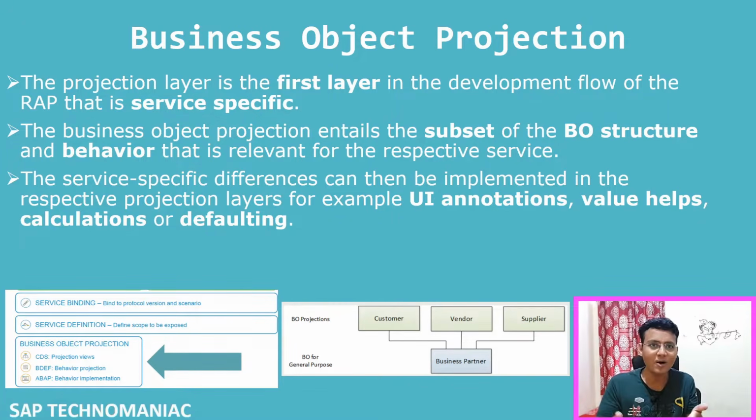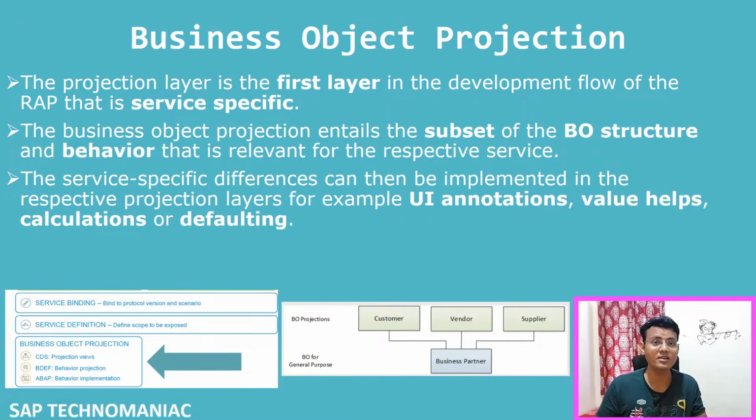So that's how we have the one base BO that never acts as service specific, but the customer and vendor, the projected BO, that is service specific, which we are going to create for the deletion, updation and modification of that particular customer and vendor. That will be the different services. So as part of this business object projection, we will project the structure and the behavior from the base BO to the projected BO, whatever we want to consume out of that particular business partner.